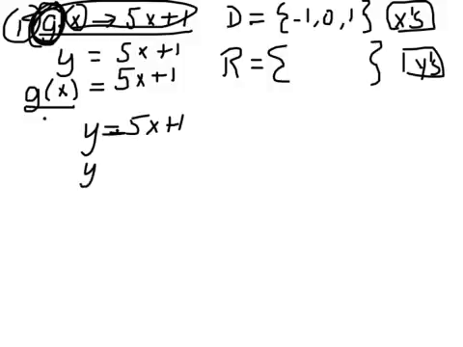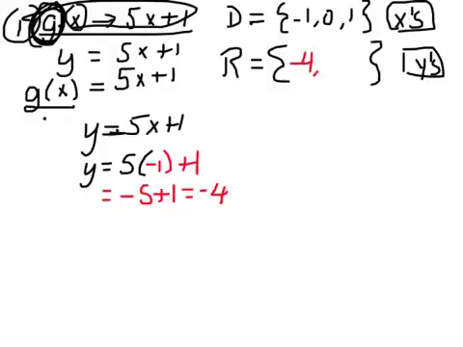So the first one we're supposed to plug in was x is negative 1. Okay, so 5 times negative 1 is negative 5, plus 1 is negative 4. So I'll put that up in my range. That's just a list of the y values that go with those x values.